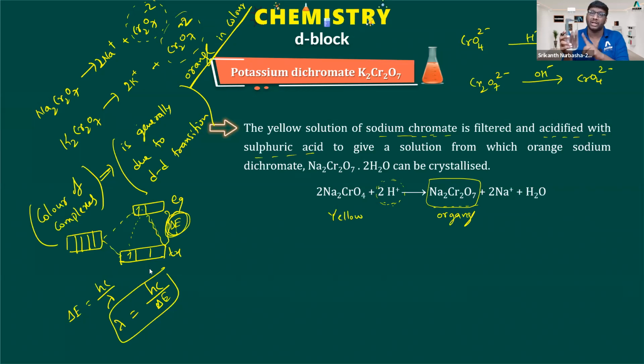As it is absorbed, the electron went to the higher energy level. That's fine, but what happened to the remaining radiation? Whatever color I am seeing is not the color with which the electron went to the higher energy level. Whatever color I am seeing is the complementary color. You imagine this situation clearly. I have a radiation coming like this. Because of this radiation hitting this particular complex, the electron went from the lower energy level to the higher energy level.